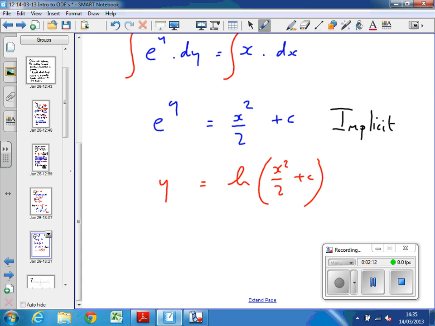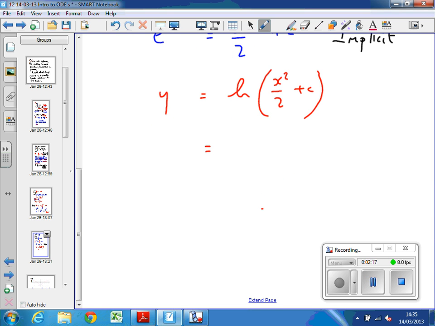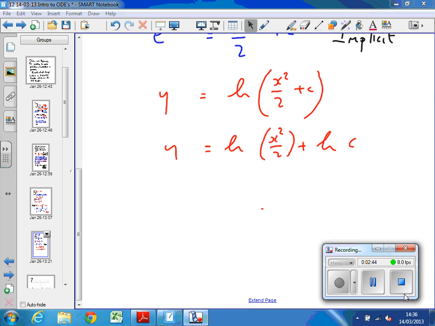The next step would be, of course, to say this could equal the natural log of x squared over 2 plus the natural log of c. We can separate it out, yeah. And so we've solved it. We've got a function now that describes the solution to that equation. We've done it by separating the variables.